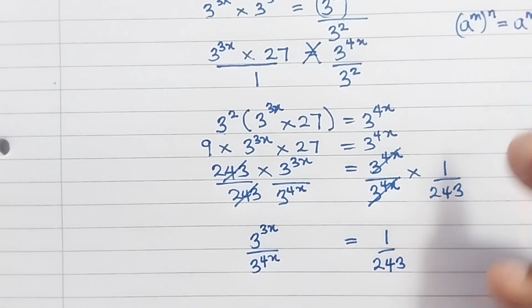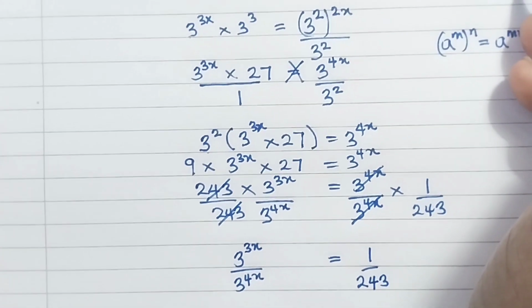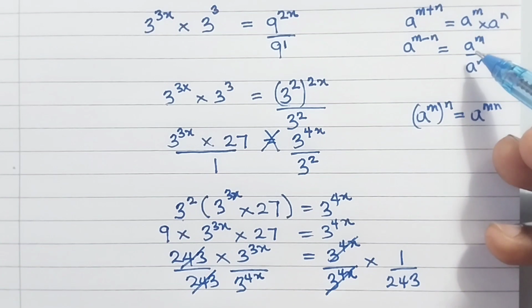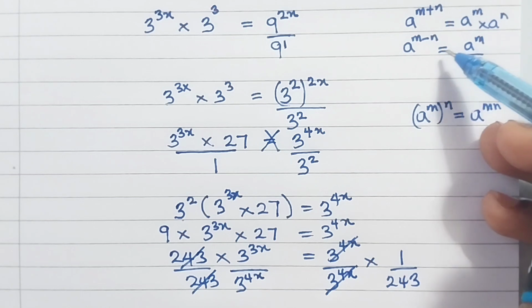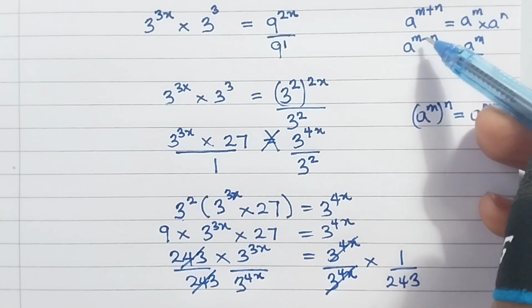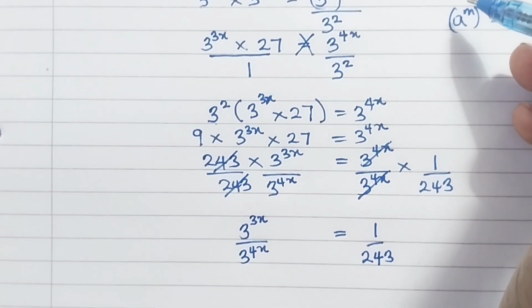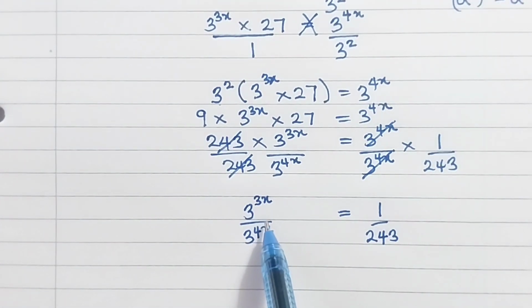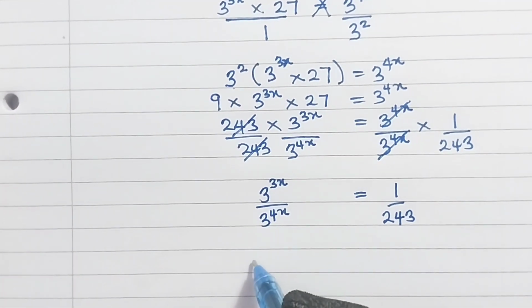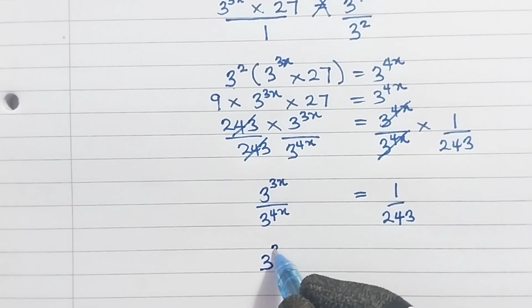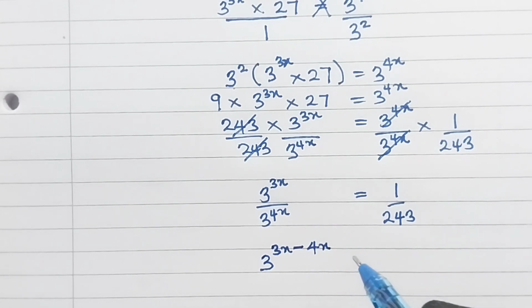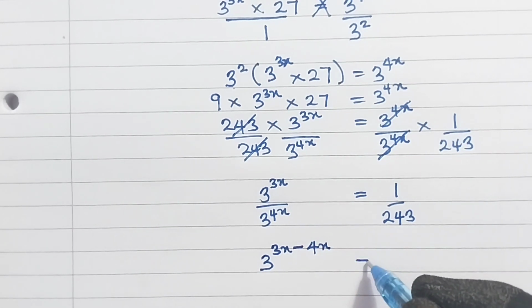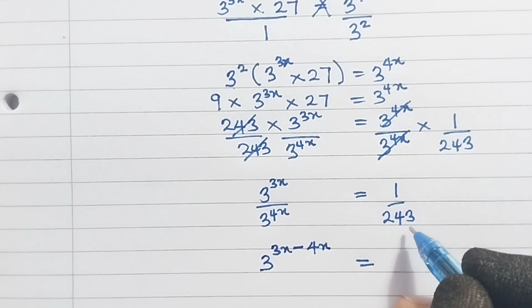Then I can use the inverse of this law that we used earlier here. This division law, if we have a raised to power m divided by a raised to power n, I can walk backward to have it as a raised to power m minus n. So that is what I'm going to do with this 3 raised to power 3x divided by 3 raised to power 4x. This will simply become 3 raised to power 3x minus 4x is equal to 1 over 243.